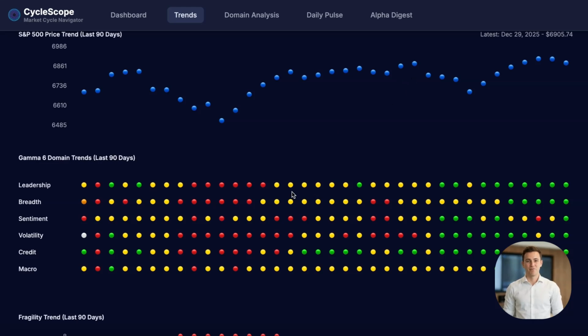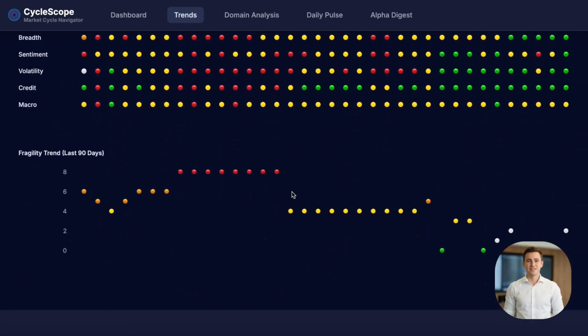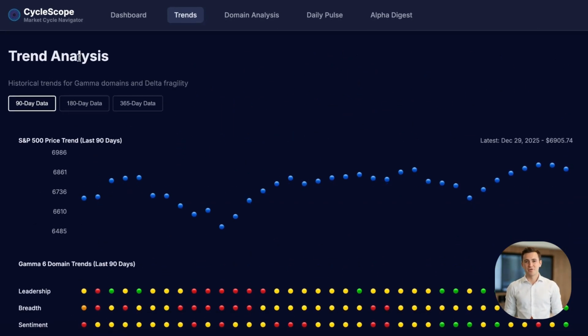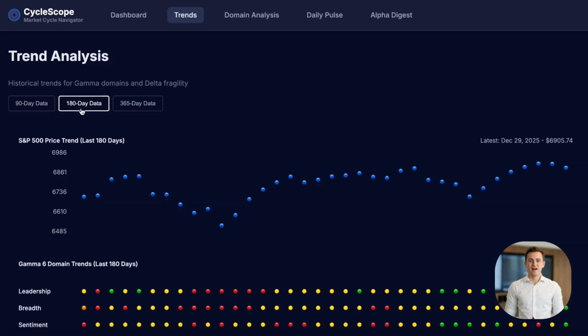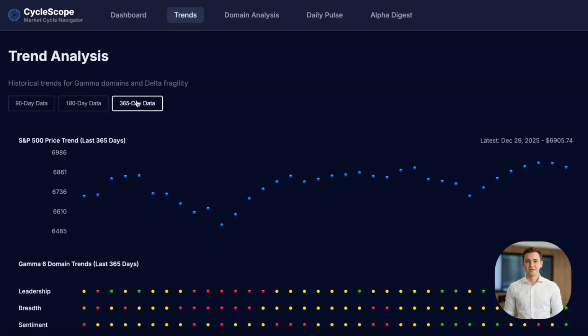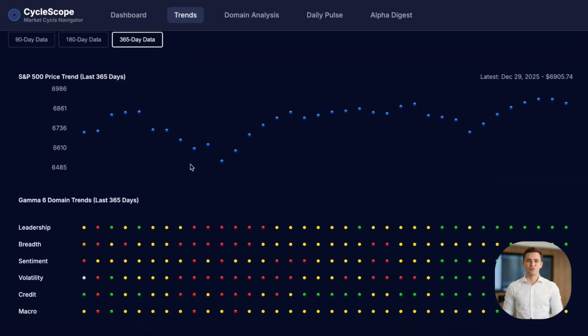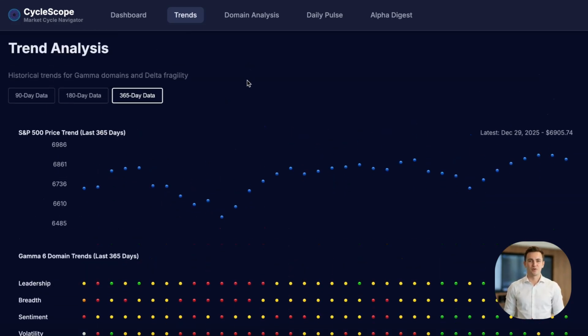At the bottom, fragility. This is the delta fragility score over time. Low fragility is green. High fragility is red. Watch for spikes. You can change the time range. 90 days for short-term traders, 180 days for swing traders, 365 days for long-term investors. This is your pattern recognition tool. Use it to spot the prevailing trends.